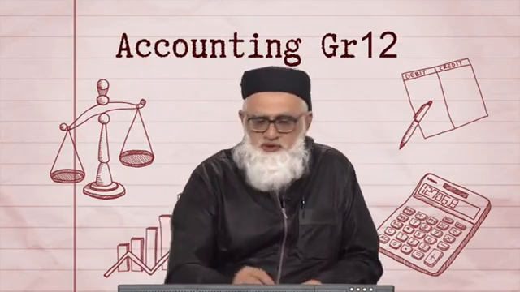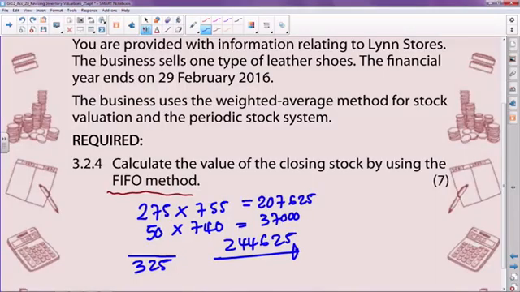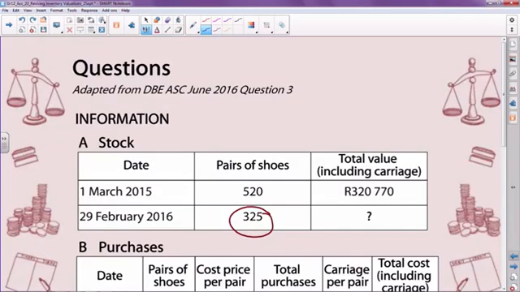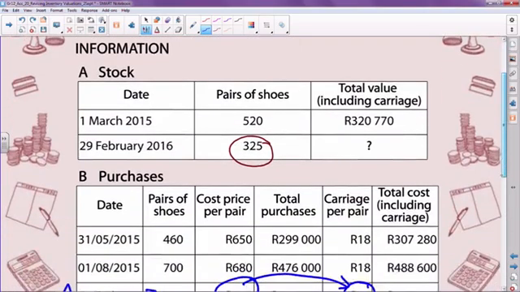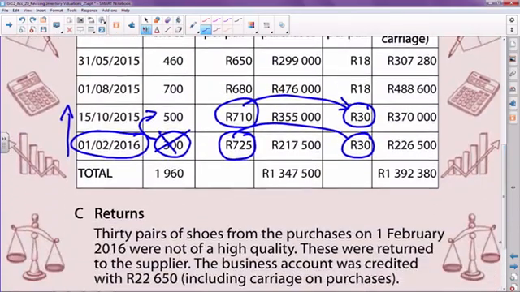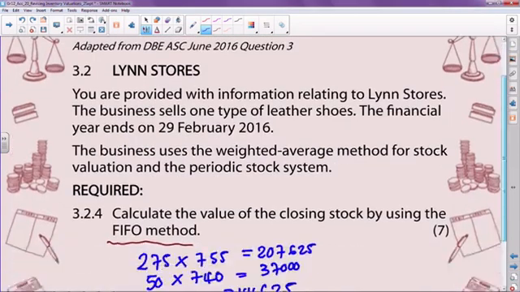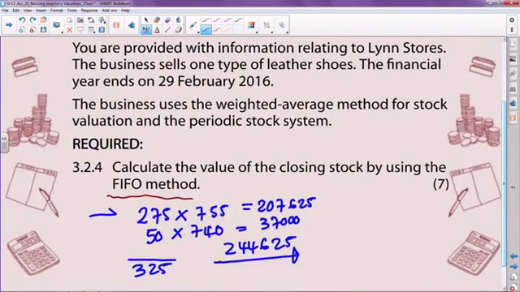Welcome back, grade 12s. Just before we continue with the next question, a slight adjustment and amendment on the question that we were busy with, to ensure that we have the correct figure here. For that particular question, we want to change it so that we returned not 30 pairs of shoes, but 25 pairs of shoes. I'll tell you the reason why. If you look at that there, you will see that our calculation would then be correct. Why? Because 300 minus 25 will give you 275.